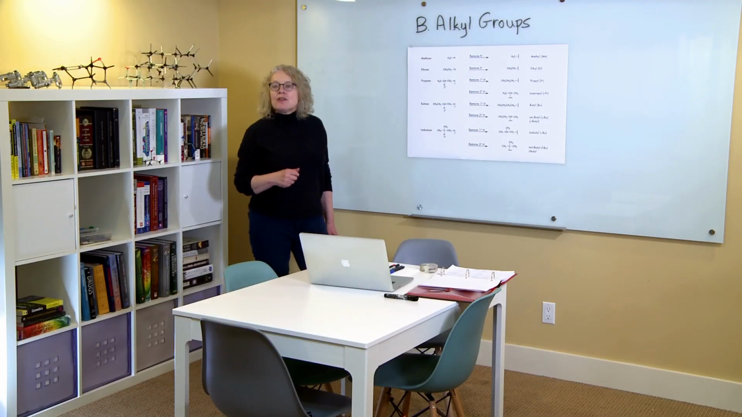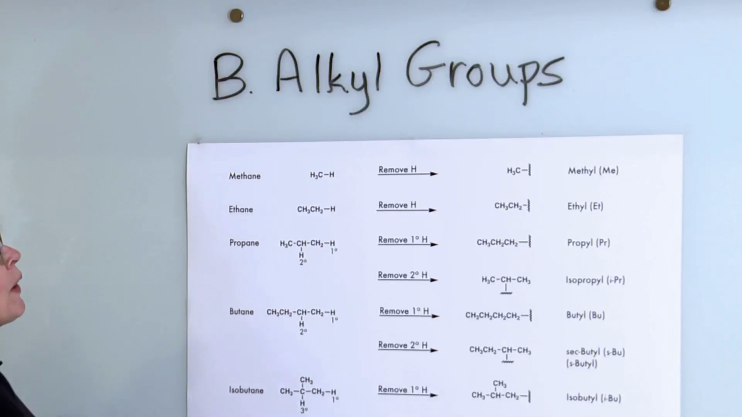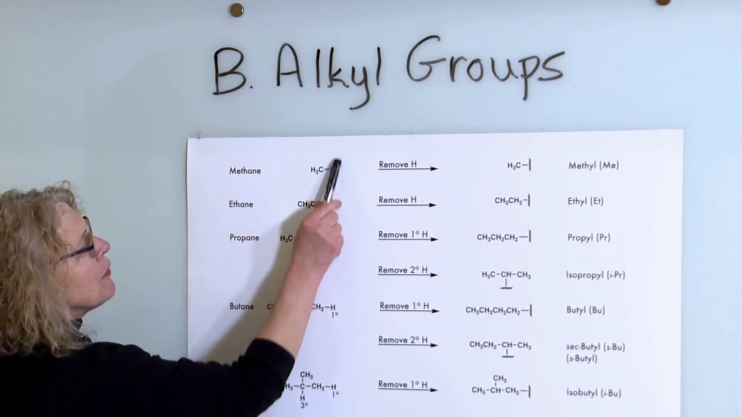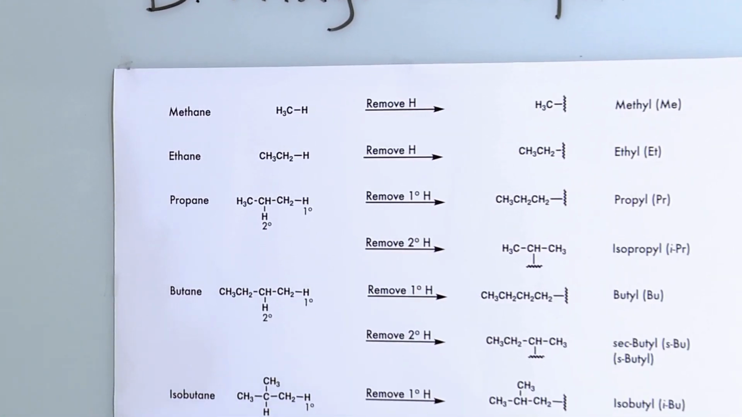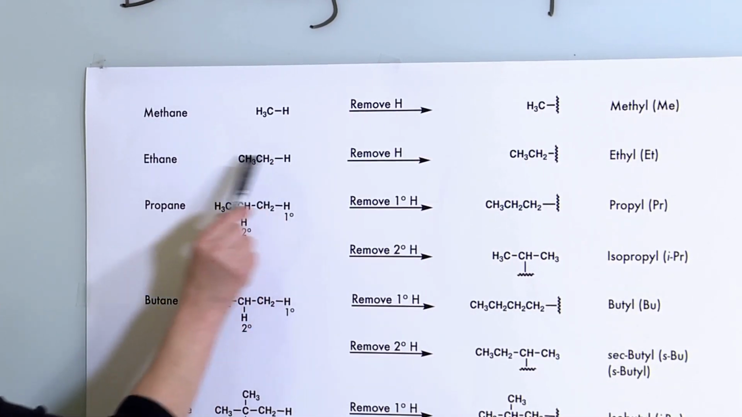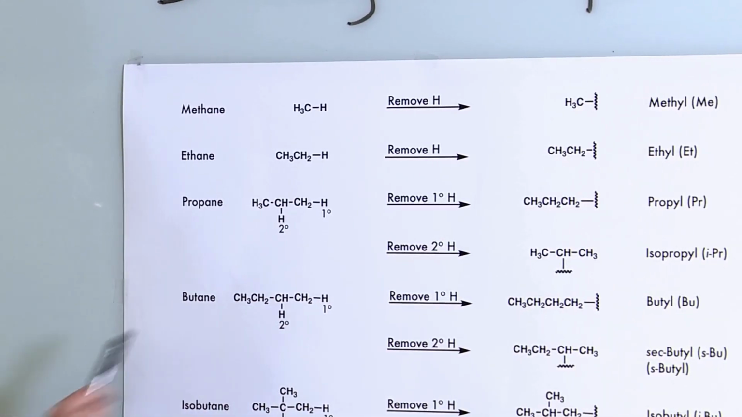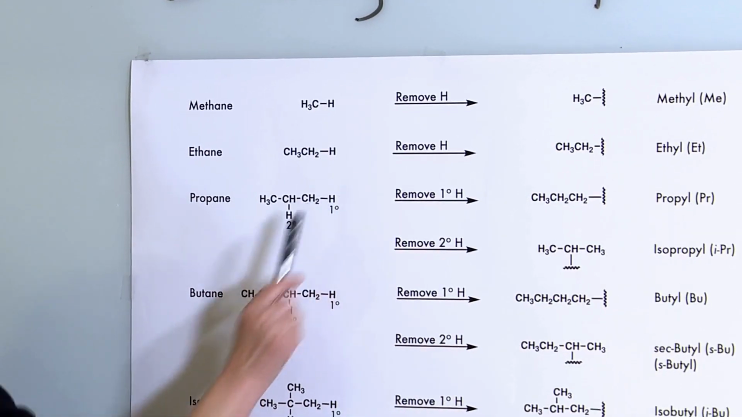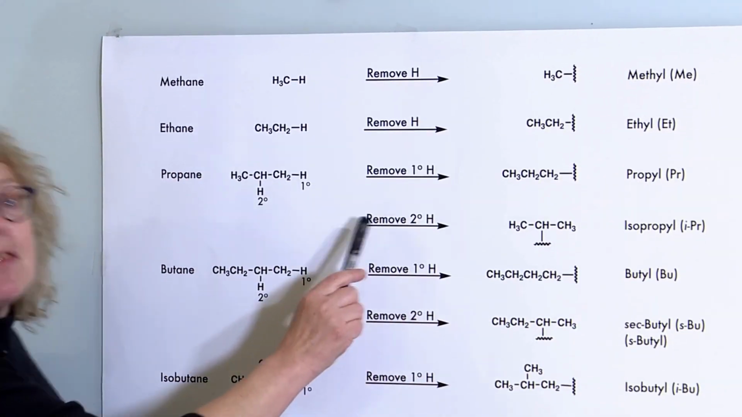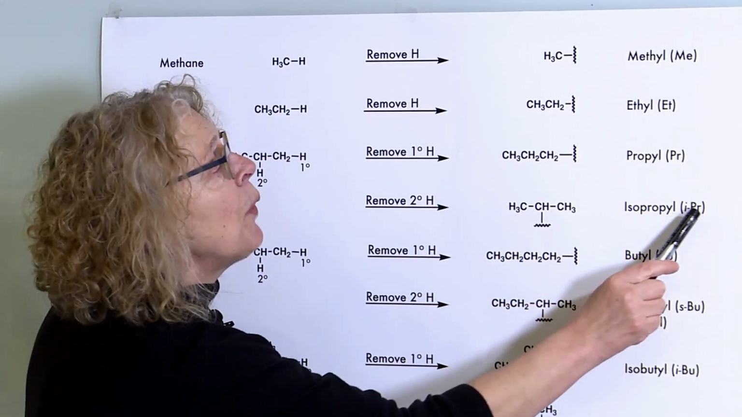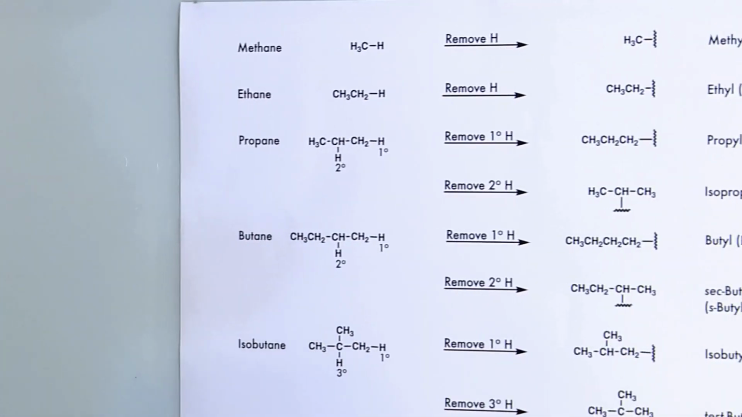The next thing you need to know before we look at the rules are the names of the simple alkyl groups. The way you derive an alkyl group is, for instance, in methane, you take off the hydrogen formally, and you get the methyl group, which is Me for short. Ethane, we do the same thing, remove any of the hydrogens, and you get the ethyl group. Propane's a little bit different because there are two different types of hydrogens. If you remove the primary hydrogen, you get the long chain propyl group. If you remove the secondary hydrogen, you get the isopropyl group, and these both have short forms, Pr and iPr, that you can use when drawing structures.